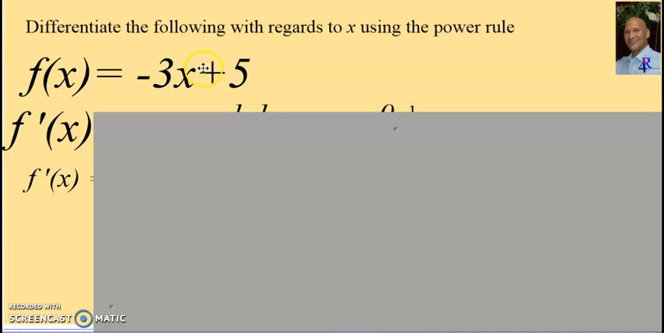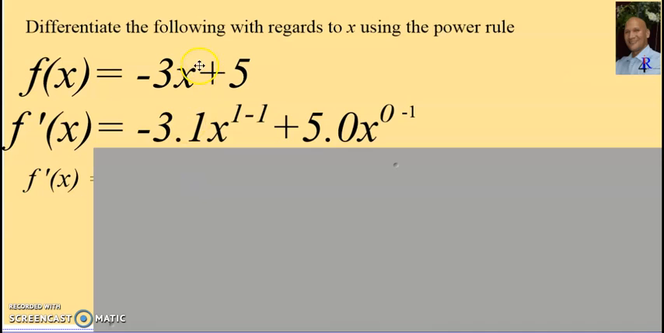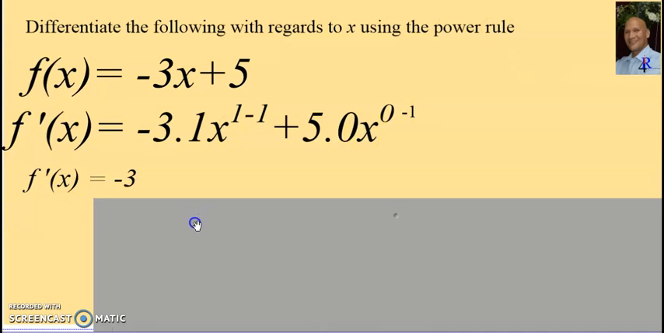My exponent is 1 multiplied by negative 3. And I must subtract 1 from 1. Here I have x to the power of 0. So 0 multiplied by 5 will give me 0. And 0 minus 1 will give me minus 1. But if I have nothing of something, then I don't have to write it down. So my answer in this instance is negative 3. X to the power of 0 is 1. So 3 times 1 will remain negative 3.